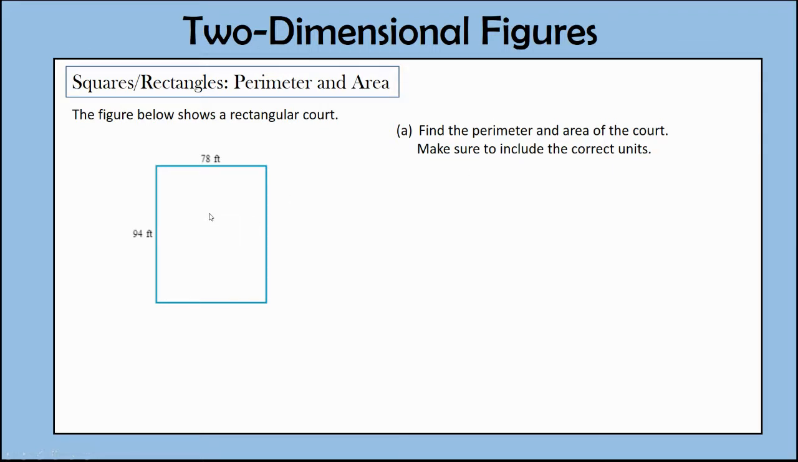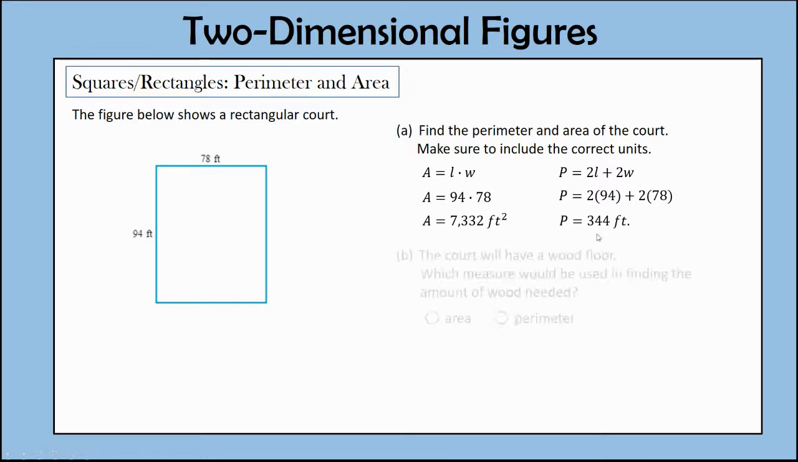All right, so area, length times width, it's a rectangle. 94 times 78 is 7,332 square feet. Perimeter, 2L plus 2W. 2 times 94 plus 2 times 78. That's 344 feet. Okay, so I got my area, I got my perimeter.